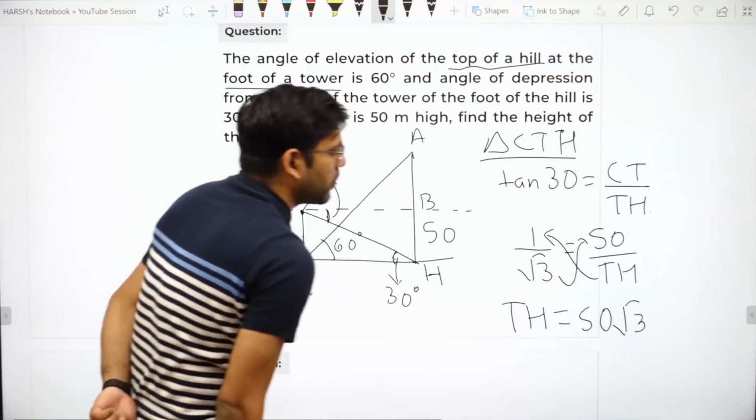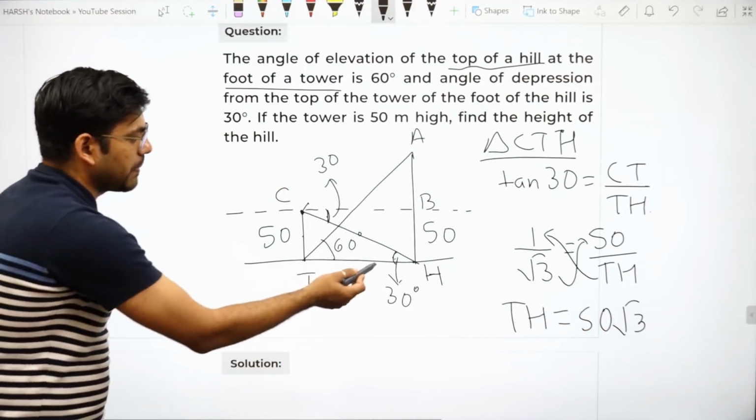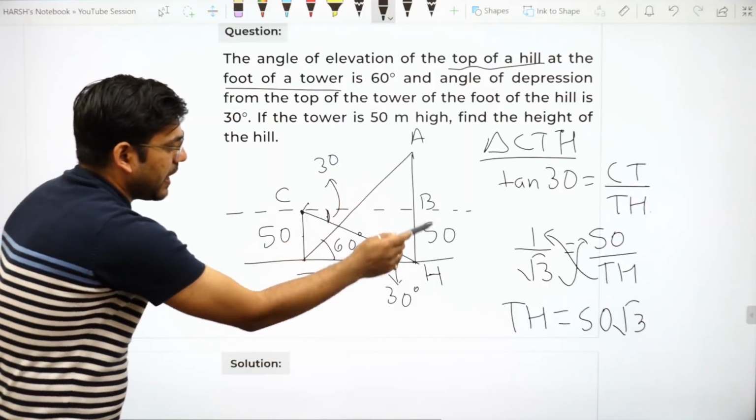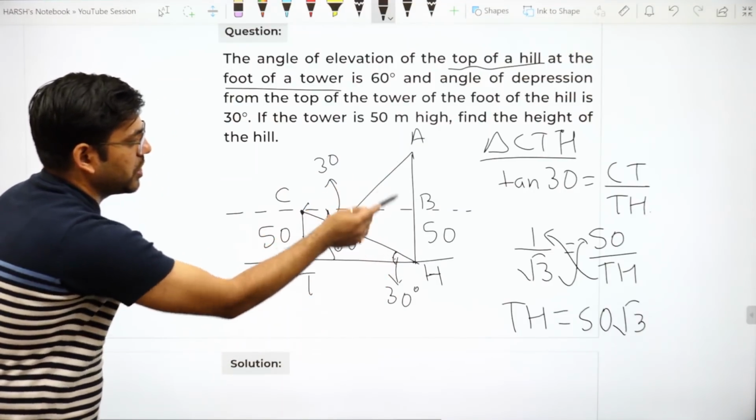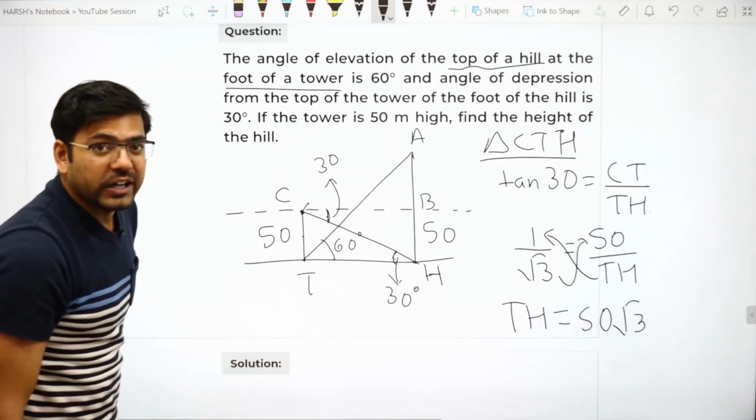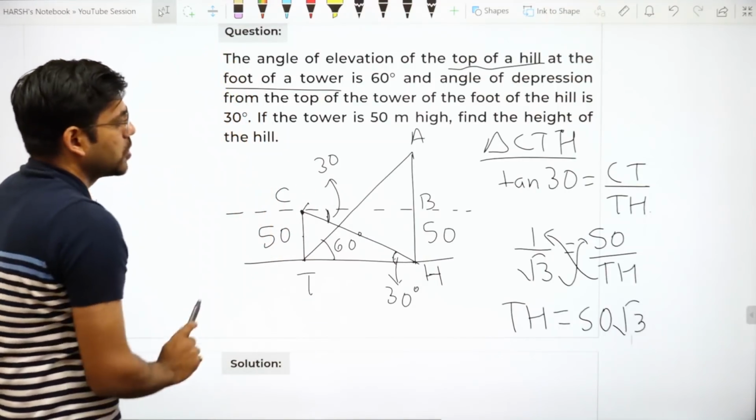Now once you have got 50 root 3, now what? You have got the base. Apply this in triangle AHT. You will be getting the complete height of the hill in one go. So let's apply that.